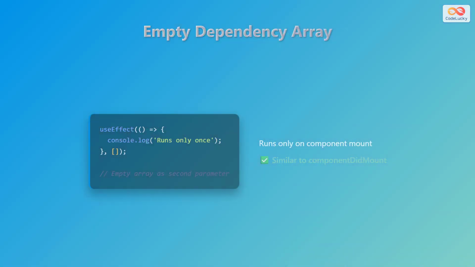If you pass an empty array as the dependency array, the effect function runs only once, when the component mounts. This is useful for performing setup tasks that don't need to be rerun. For example, useEffect with an empty array as the second parameter only runs on component mount. This behavior is similar to componentDidMount in class components.